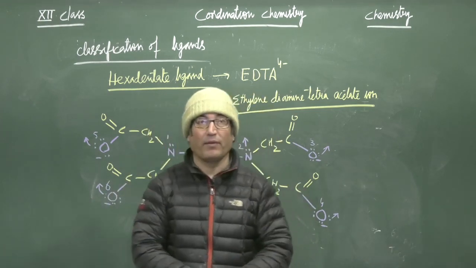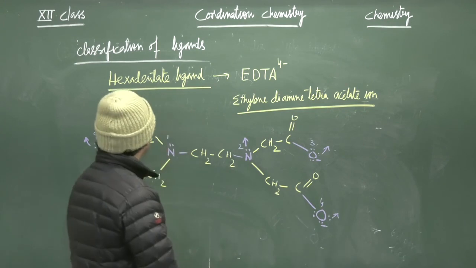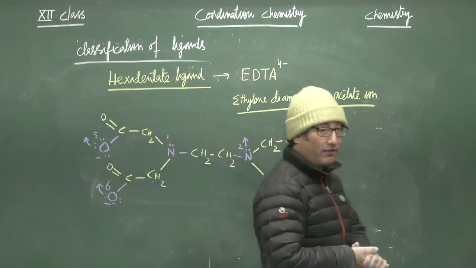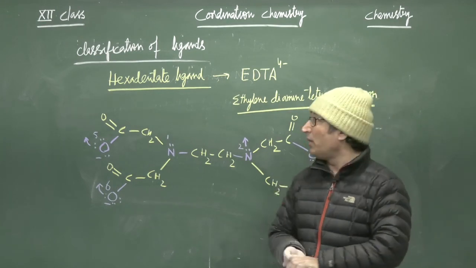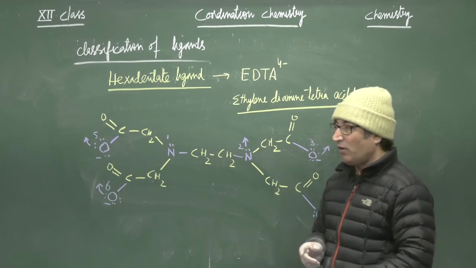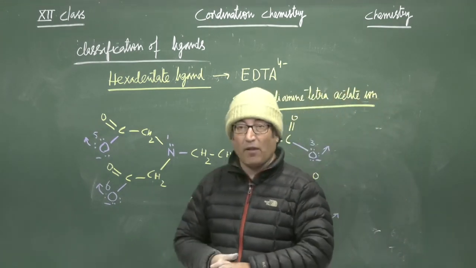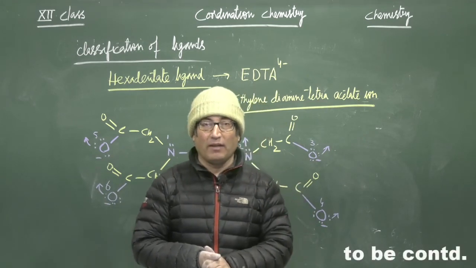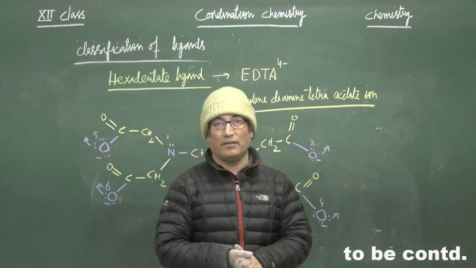Okay? So this is the primary classification of ligands, which is not on the basis of charge, but on the basis of the donor sites. One, monodentate, two, bidentate, more than two, collectively called polydentate. The maximum can be hexadentate ligands.